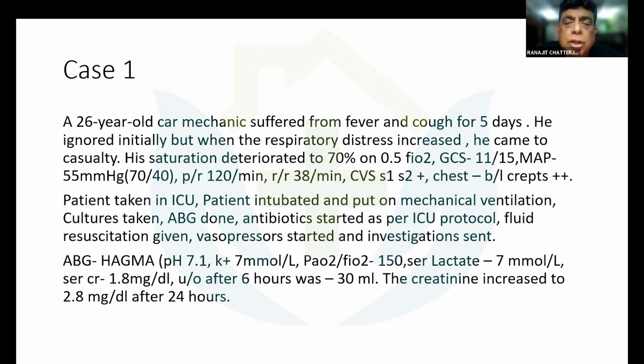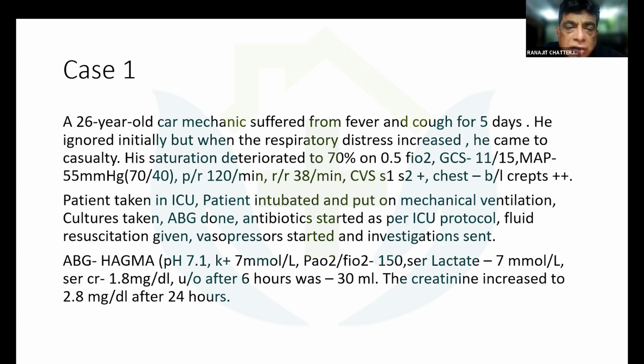But his saturation deteriorated to 70% on 0.5 FiO2. GCS came down, mean arterial pressure came down, pulse rate increased, respiratory rate increased, chest bilateral creps. Patient was taken to the ICU, intubated and put on mechanical ventilation. Cultures taken, ABG done, antibiotics started, fluid resuscitation given, vasopressor started, and investigations sent. High anion gap metabolic acidosis, lactate level 7, PO2/FiO2 150. Serum creatinine 1.8, urine output low after 6 hours, creatinine increased to 2.8 after 24 hours.